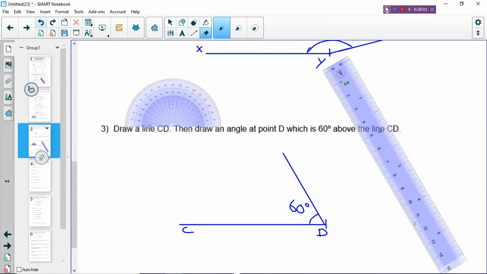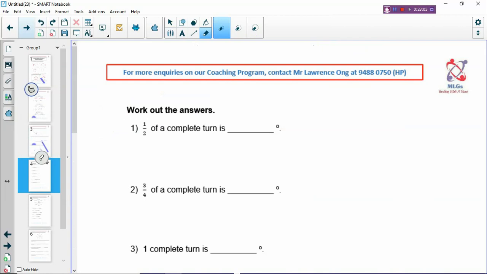Let's quickly go to the next one. Oh, there is 30 minutes already. I think it will take less than 1 hour. Now let's go to the next one. Half of a complete turn. Now we look at how to play with angles. What is half of a complete turn?